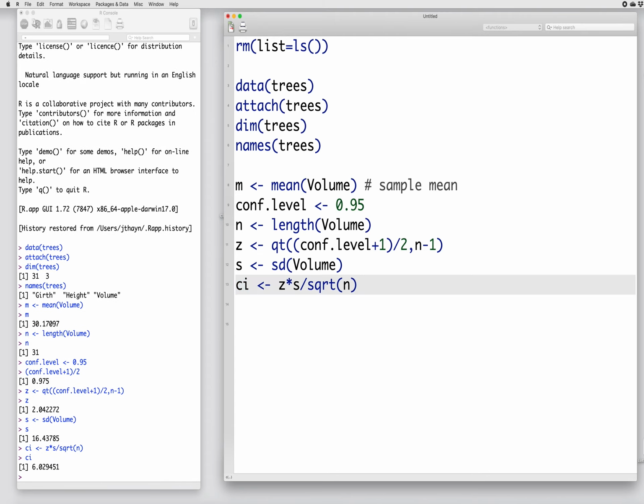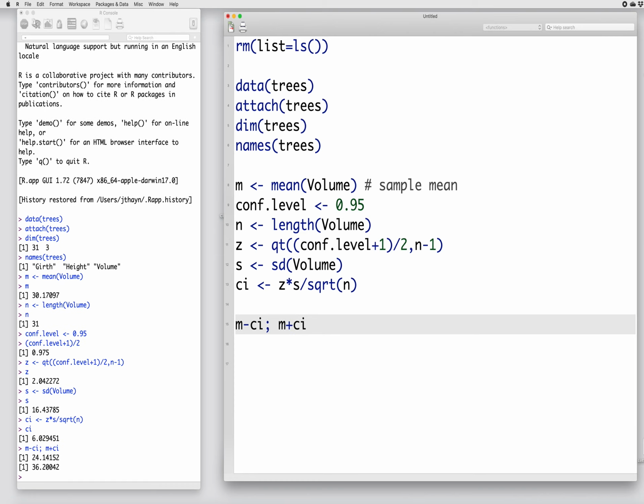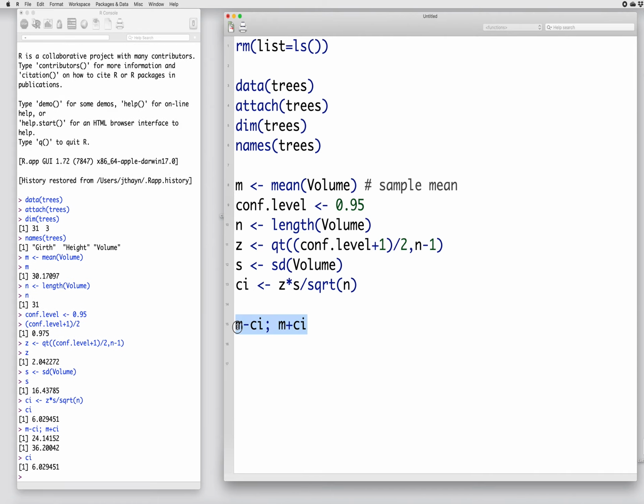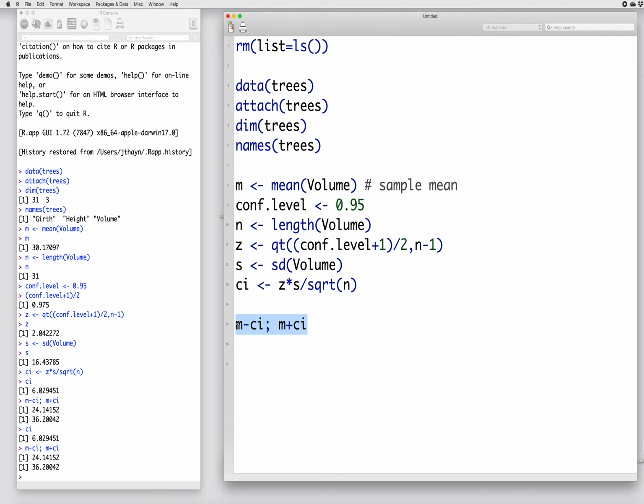So I am 95% confident that if I were to sample all of the trees in the forest, based on this sample of only 31 trees, my population mean is somewhere between 24 and 36. So that's how I get my confidence interval. The confidence interval itself is 6, and the thresholds of that confidence level are 24 and 36. So I'm 95% confident that the mean volume of each tree in my forest is somewhere between 24 and 36.